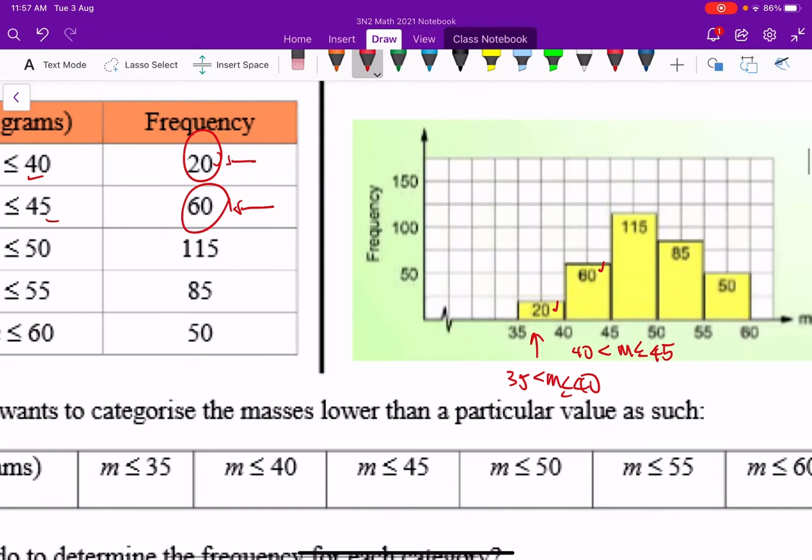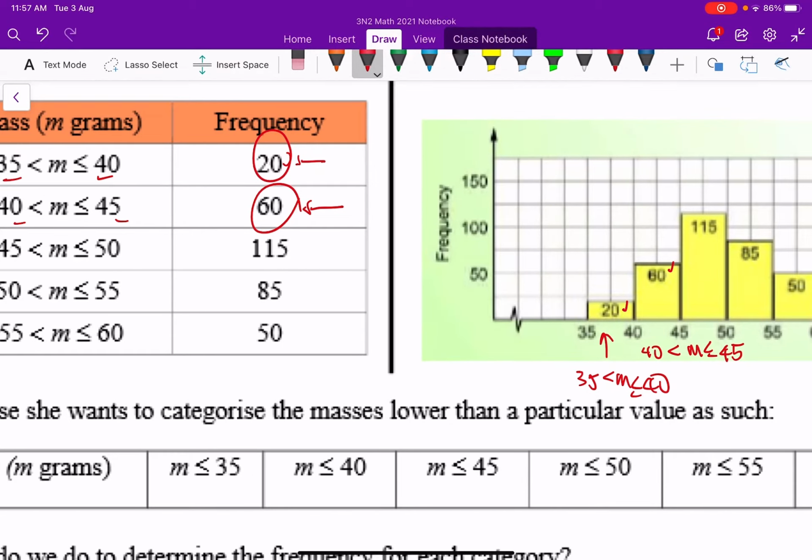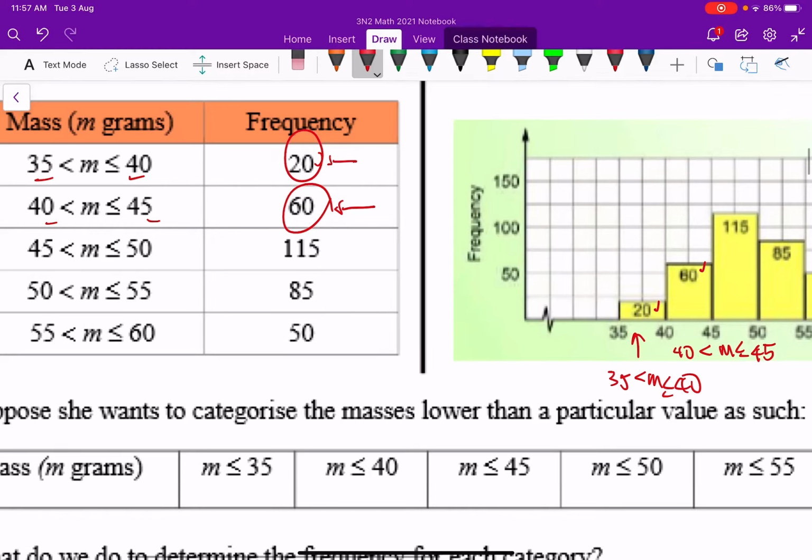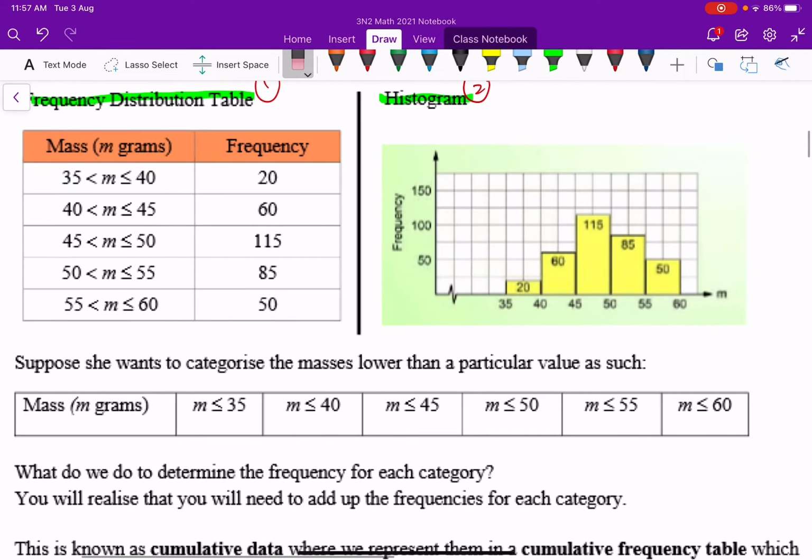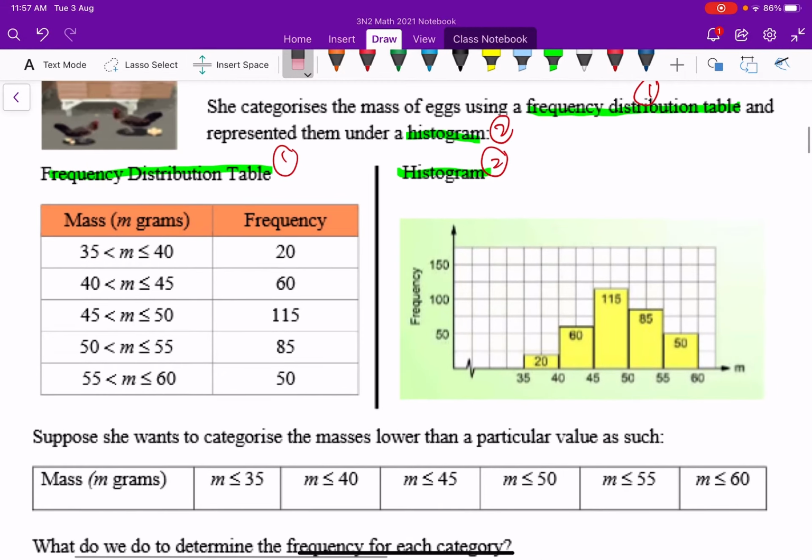So in other words, she is using two different ways to present the data for the chicken eggs that she collected by the mass, and the difference is 5 gram, 5 gram, 5 gram, 5 gram. So she used two different ways to present it. First, she used a table. Then after that, she also used a histogram. Okay, so these are two ways that she used.